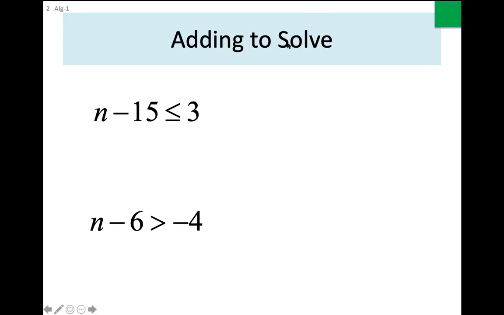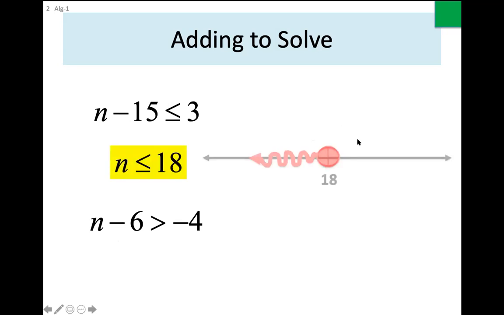All right, let's see. The first one, we got to add 15 to both sides. 15 and 3 is 18. So we get n is smaller than or equal to 18. That would be closed circle, shade left. All right, let's see what it would look like in real time if I were to do this.